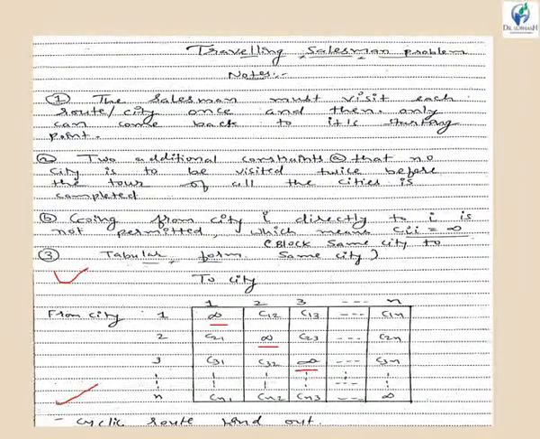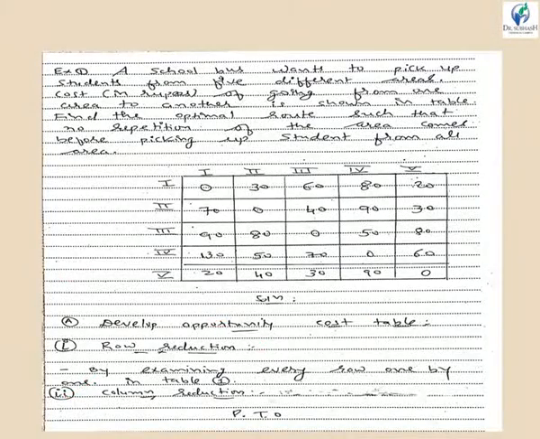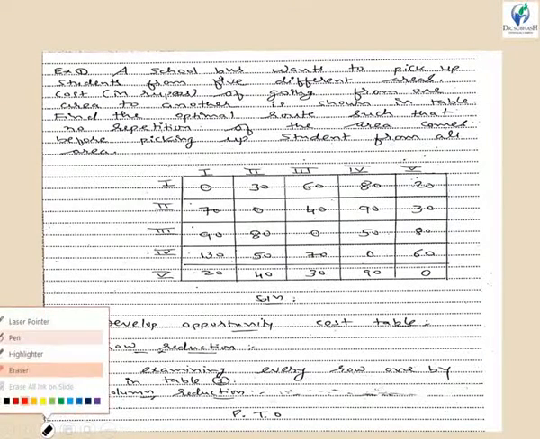For your better understanding, we have taken one example. So let us move towards our next slide of discussion, in which we have taken one example related to the traveling salesman problem. So this is the data that is given. A school bus wants to pick up students from 5 different areas. There are 5 areas from where the school bus is supposed to pick up the students. And cost in rupees of going from one area to another area is shown in the table. Find out the optimal route such that no repetition of area comes before picking up the students from all the areas. So this is the table that is given to you in the data.